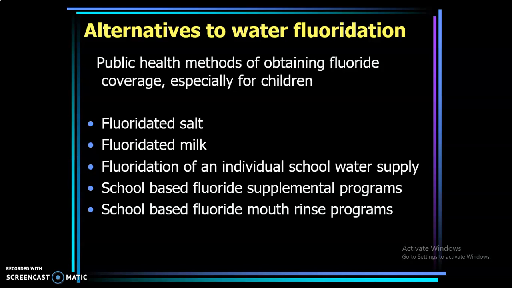Other than water fluoridation, what are the other systemic methods of fluoride delivery? The next is fluoridated salt. You have fluoridated milk. Then you have school water fluoridation, school-based fluoride supplemental programs, and school-based fluoride mouth rinse programs. These are the other mechanisms by which systemic fluoride is introduced to the body. We'll talk about each one of them.